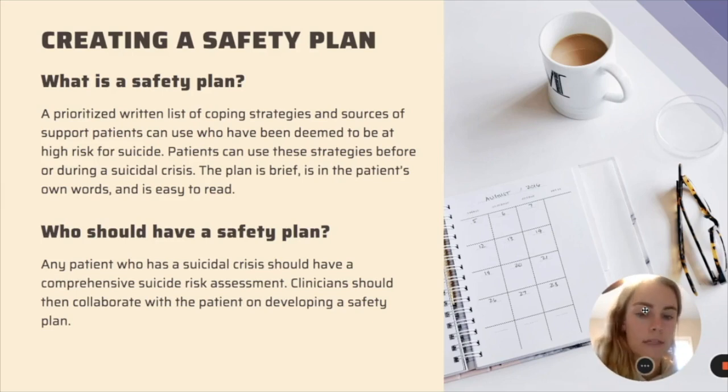And then who should have a safety plan? Any patient who has a suicidal crisis should have a comprehensive suicide risk assessment. The clinician should then collaborate with the patient on developing a safety plan. So if a patient screens positive for those questions 9 or 12 in the PHQ-A, as we previously discussed, or if there's any cause for concern from the C-SSRS, in any 6 of those questions, if any of those are answered yes, we should immediately create a safety plan.